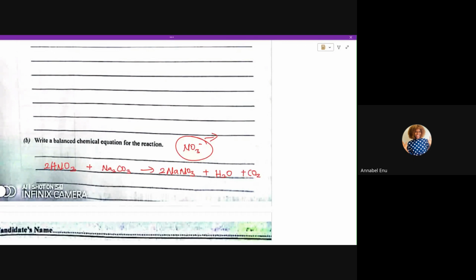And CO3. CO3 now is actually split in the product, so we will not treat it as a single unit, unlike NO3, okay? So we have 1 carbon in the reactant and also 1 carbon in the product. Then we have 3 oxygen in the reactant, then 3 oxygen in the product, formed from 1 oxygen from H2O and 2 oxygen from CO2. Do you understand? So this will be our balanced equation.